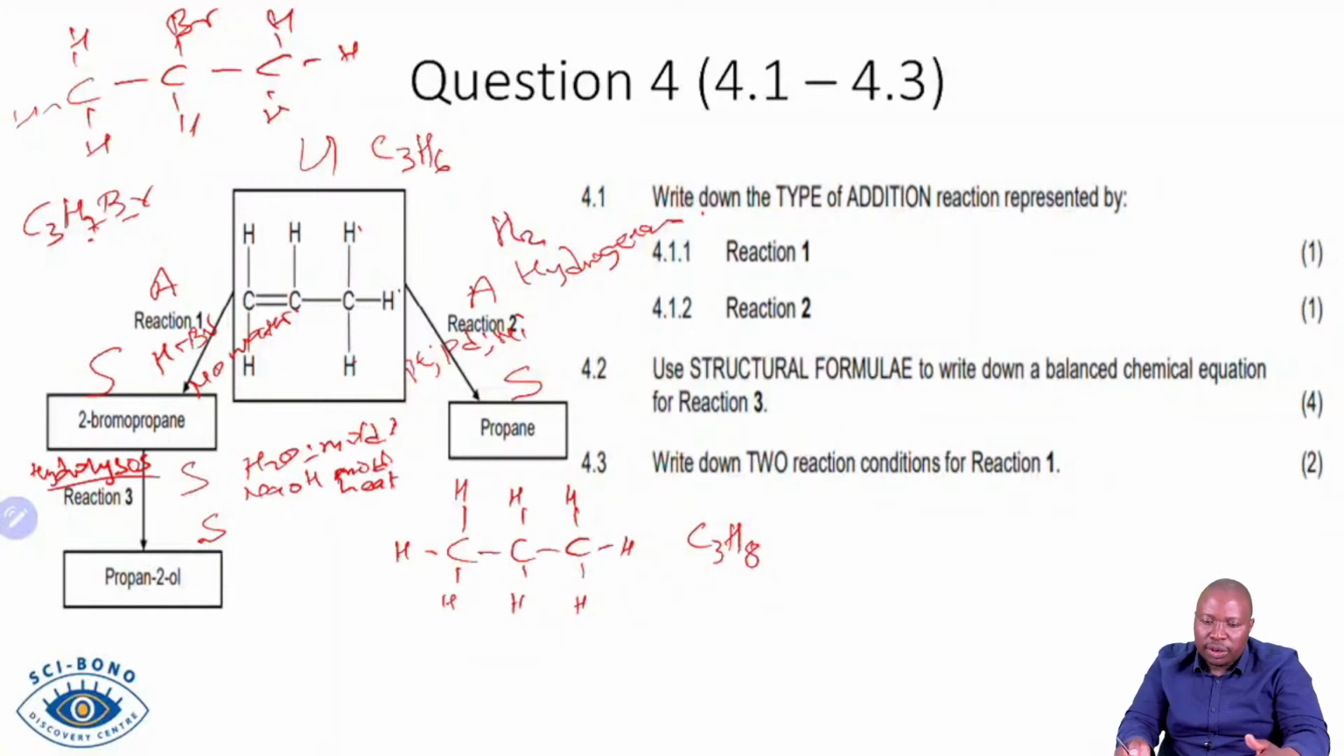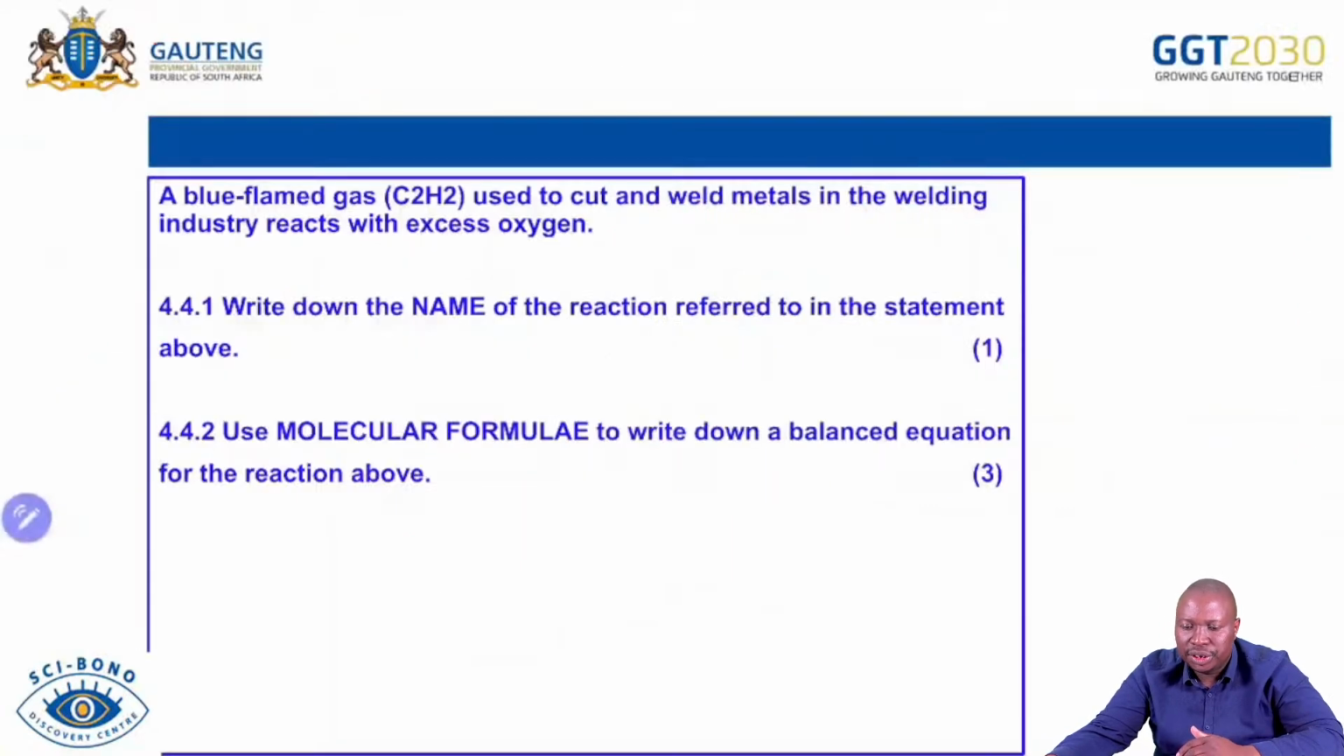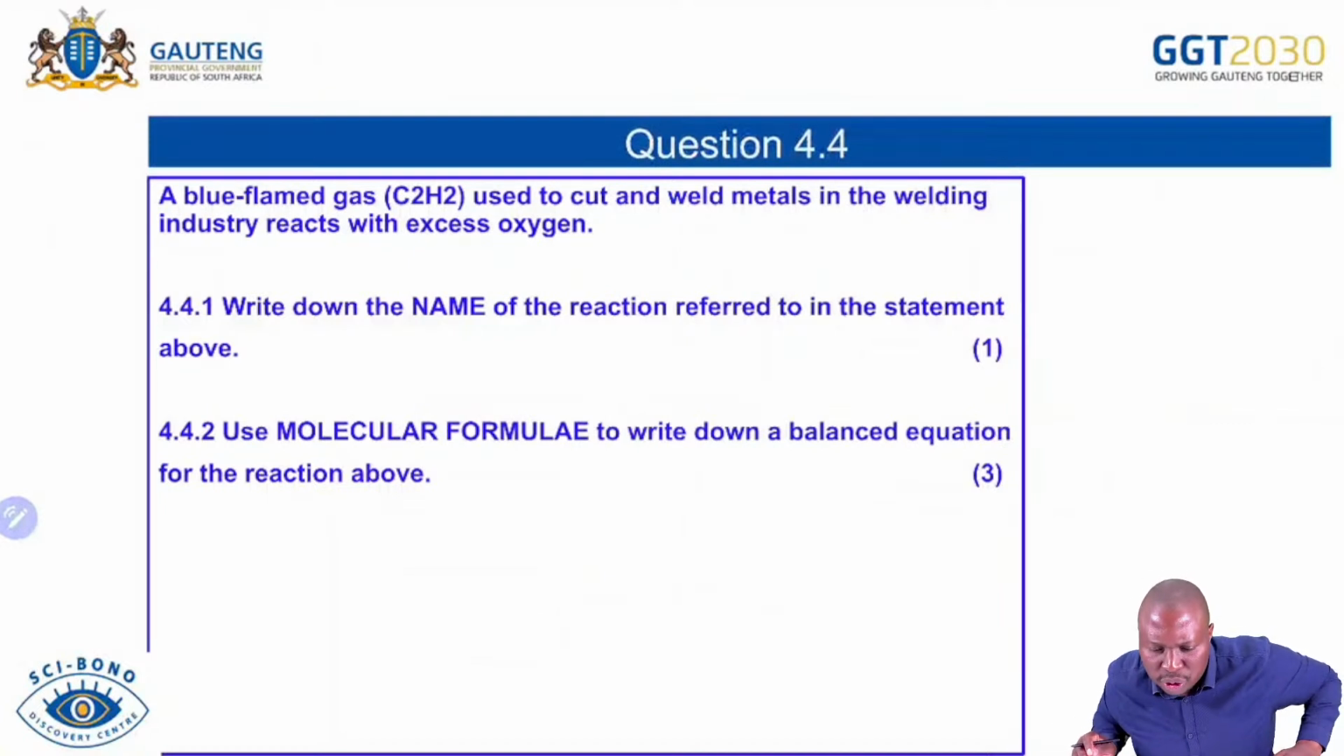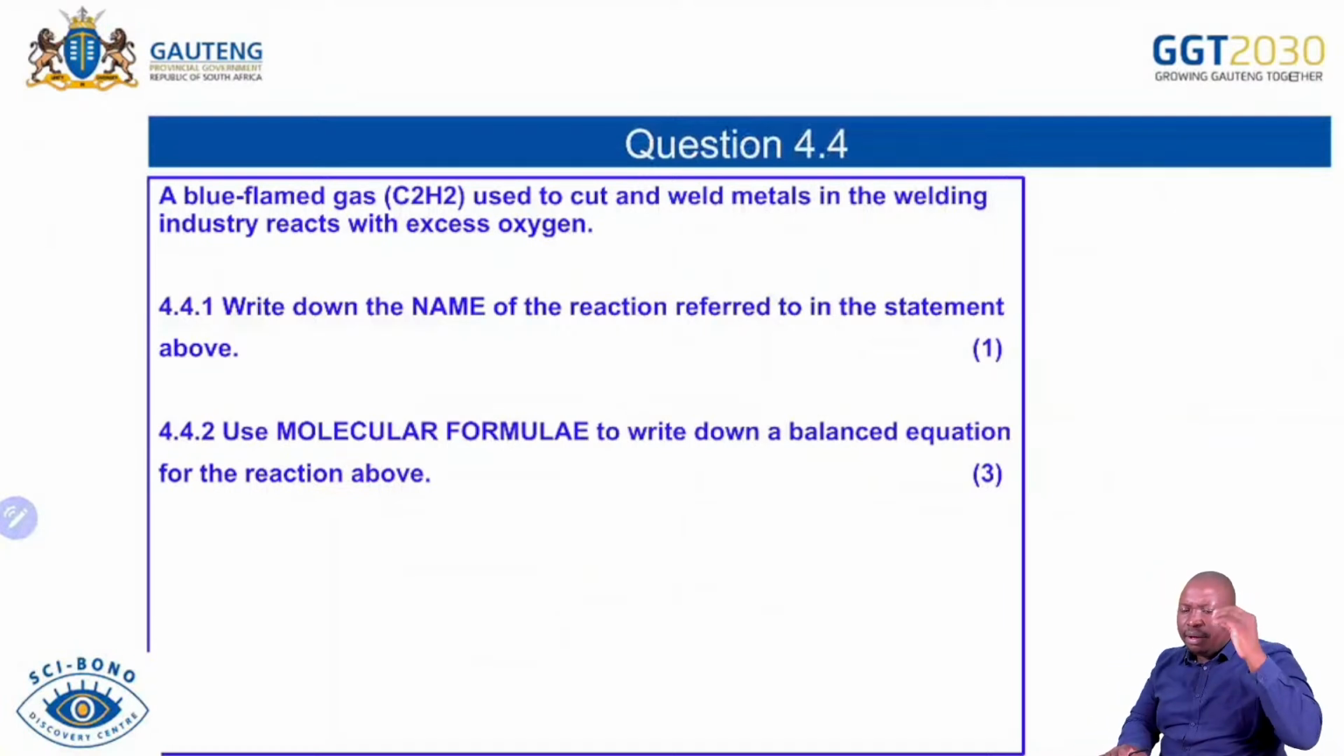And if you look here, the questions will be asking about the same thing that we're doing. So I'm hoping that you have understood, and you will be able now, when you find this type of questions, to do them. As I conclude, here we are given a blue flame gas C2H2 used to cut and weld metals in the welding industry, react with excess oxygen. Remember, when hydrocarbons react with excess oxygen, they form carbon dioxide and water. And the reaction is referred to as oxidation or combustion.